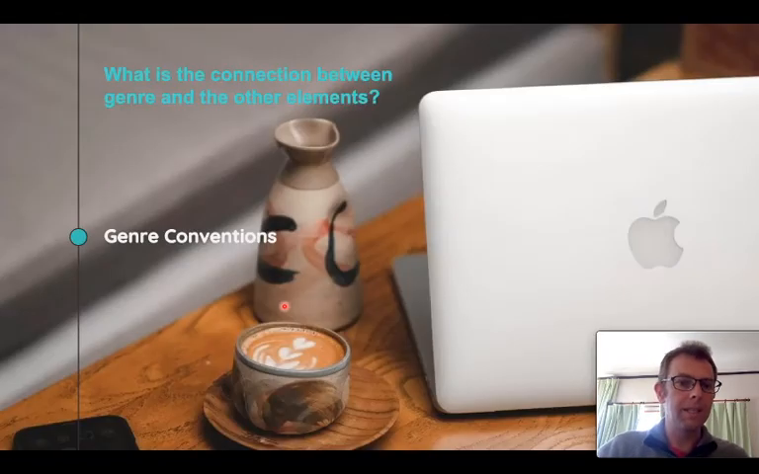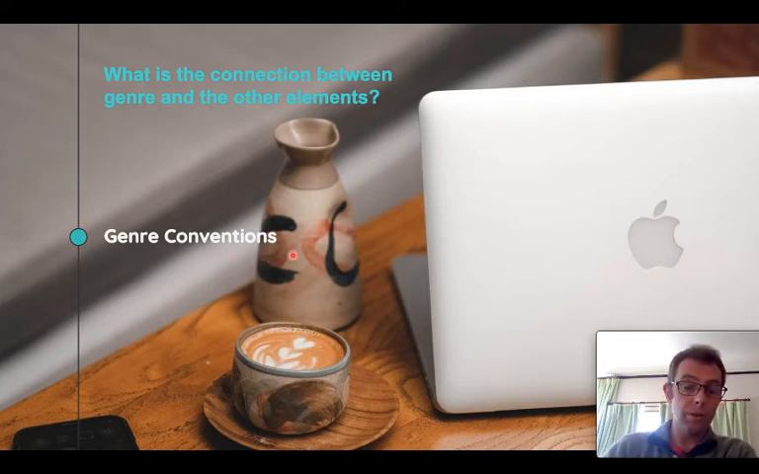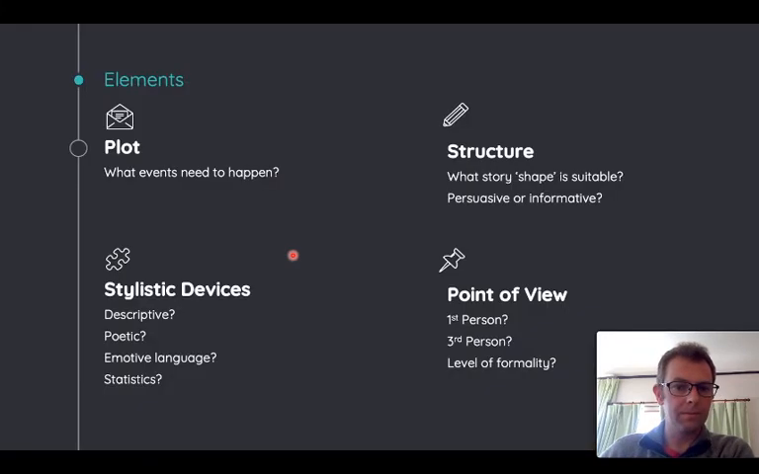Let's move on. So what is the connection between genre and the other elements? And the answer is genre conventions. What is considered a norm for that genre? So let's take a look at how this might apply. Of course, there's so many genres and so many different conventions for each genre. We're not going to go into that today, but just some questions to help guide us to start looking in the right places for the genre that we've selected for our literature study.